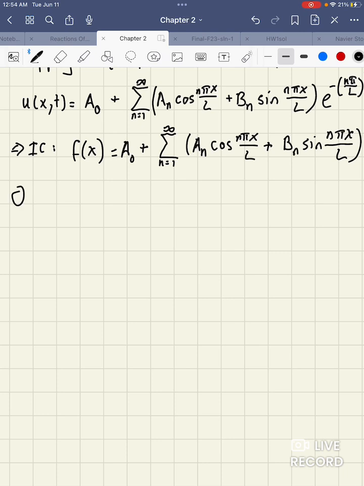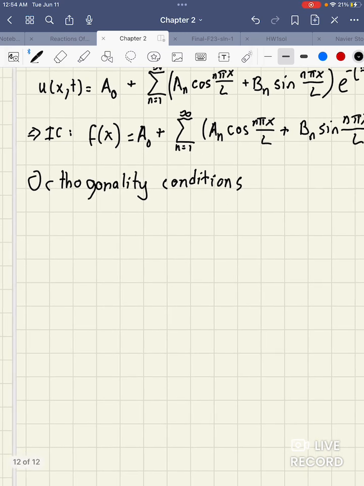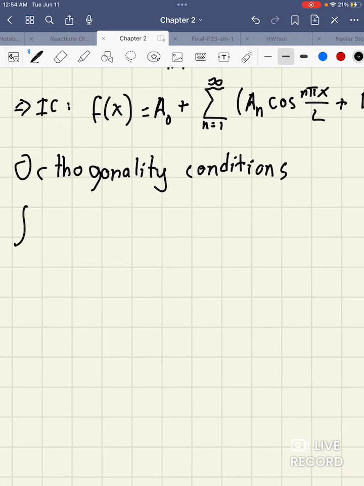So now there are some orthogonality conditions that will be helpful for us to solve this. First of all, we are looking at an interval with a length of 2L. So we are going from negative L to L. Now for our cosine n pi x over L with a different eigenvalue.